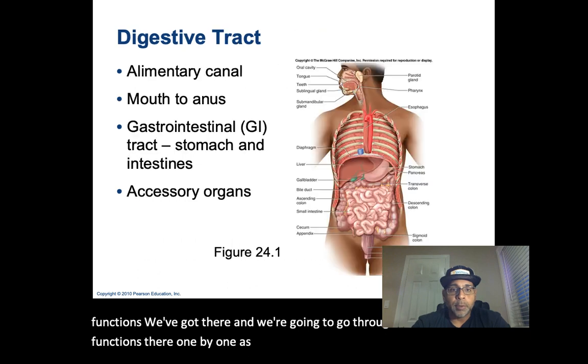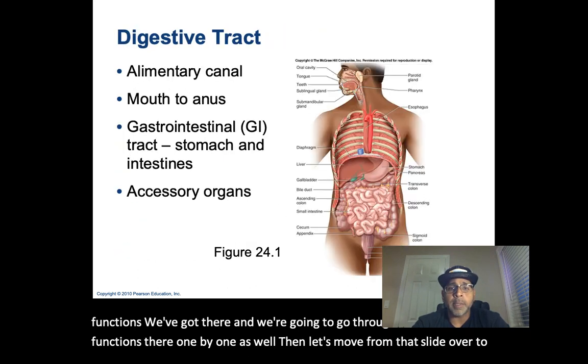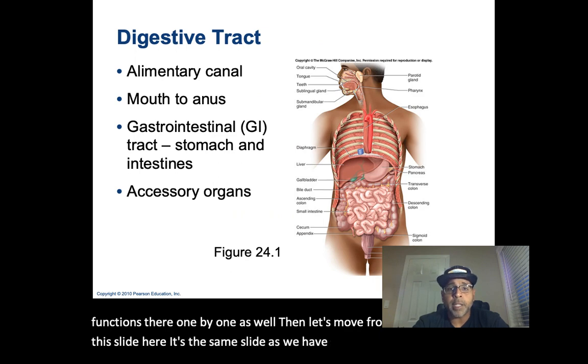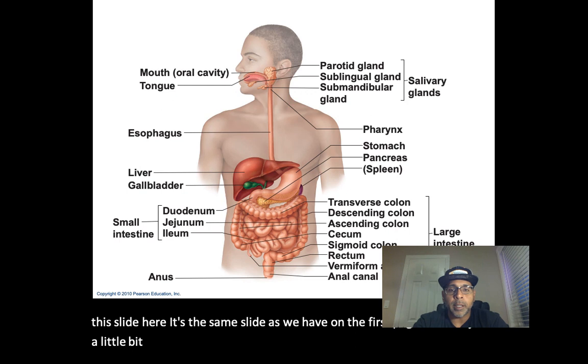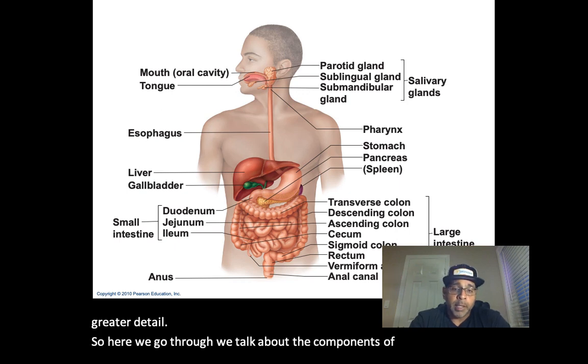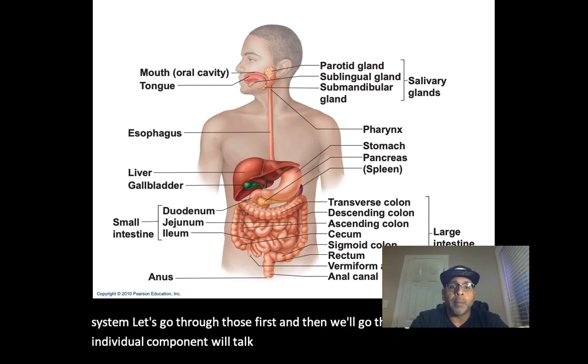Then let's move from that slide over to this slide here. It's the same slide as we have on the first page, however it's just a little bit less info on there, and we can see what we need to see in greater detail. When we talk about the components of the digestive system, let's go through those first, and then we'll go through each individual component one by one.